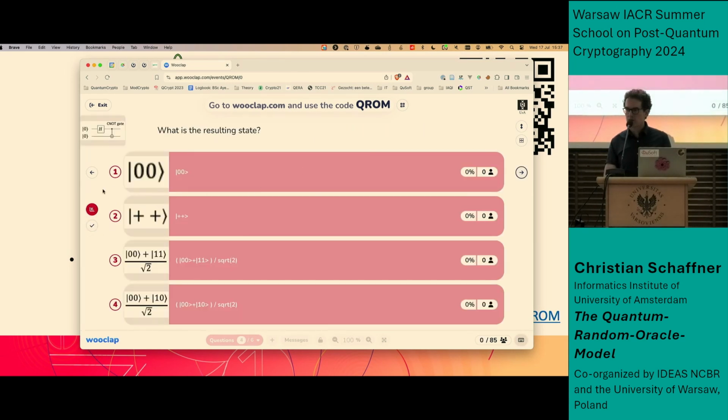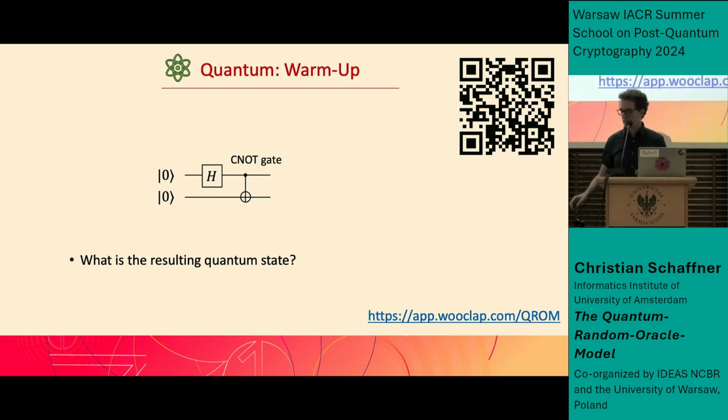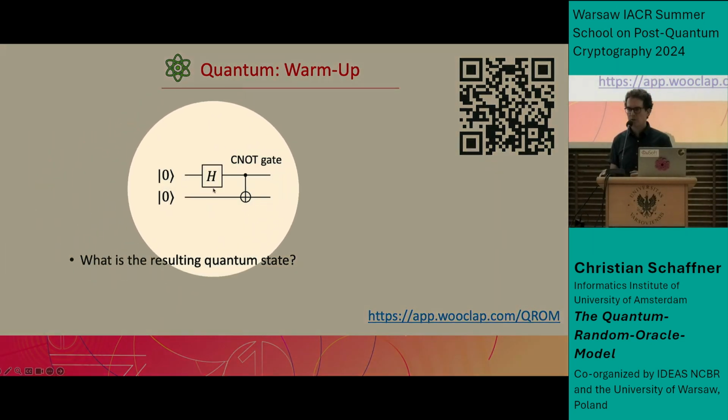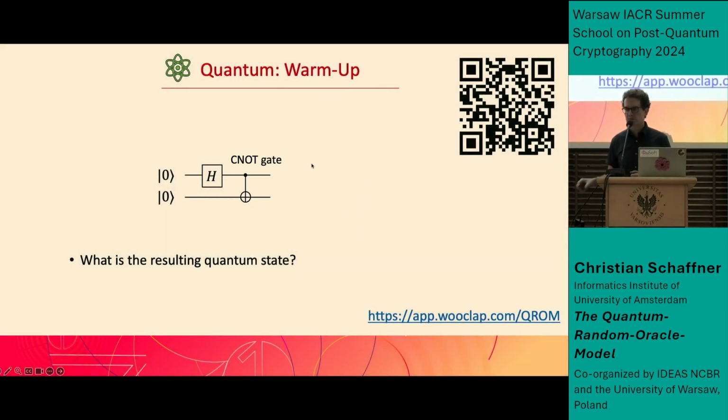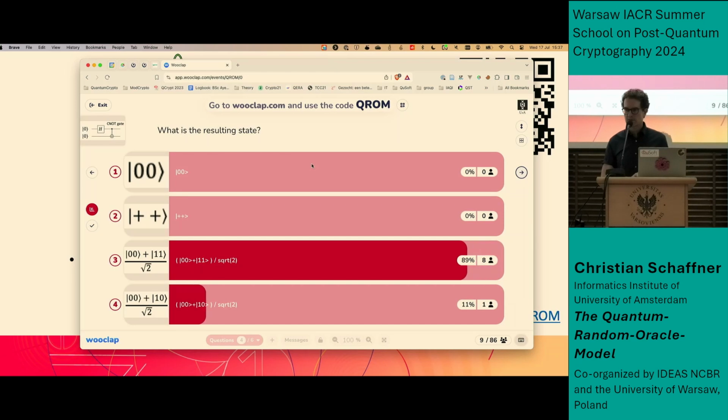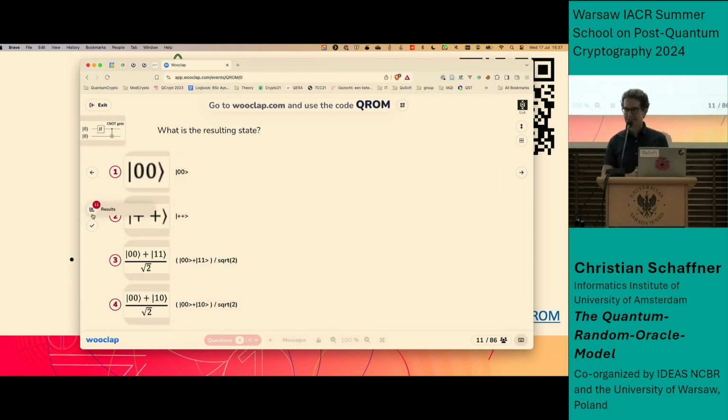So the question is, what is the resulting state if you run this circuit? You start with the all 0 state, then you apply a Hadamard transform on the first qubit, and then you apply one CNOT gate. What state do you get? The choice was between 0 0 plus plus, 0 0 plus 1 1, and 0 0 plus 1 0.